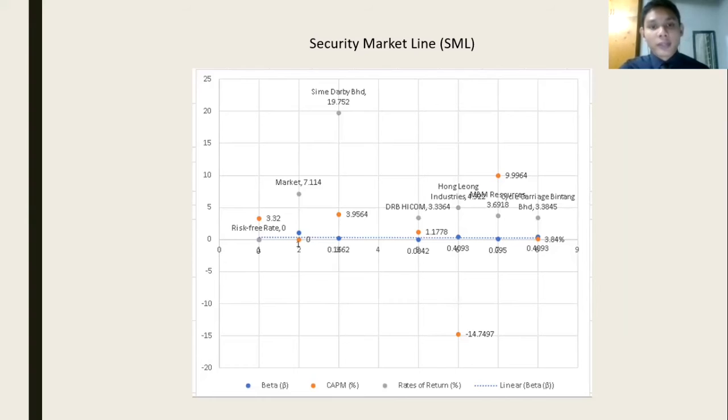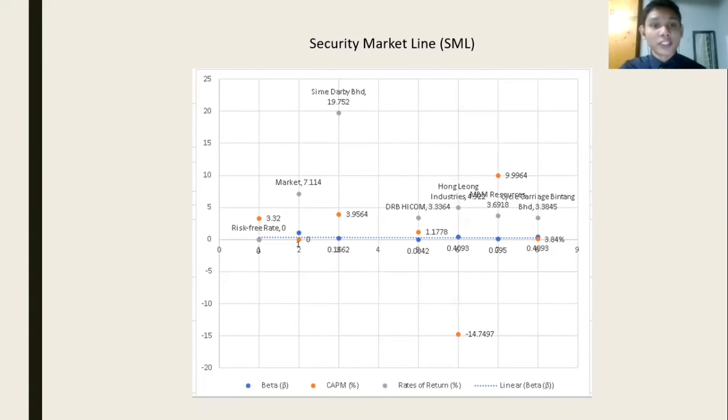Next is security market line. The graph above displays Darby Berhad, DRB-HICOM, and Hong Leong Industries, MBM Resource, and Cycle Carriage Bintang Berhad plotted on the axis. The businesses are focused on the estimated return and beta for all businesses. Darby Berhad is the largest business and the total return is 3.9564%. That shows how Darby Berhad overperformed. The stock return is negative 1.3396%. Any shares above the security market line are undervalued, and any shares below the security market line are known as overvalued. The formula displayed under the graph is used to calculate this.